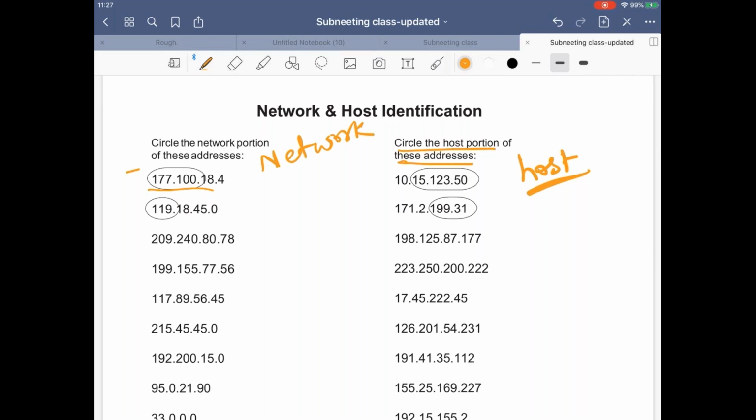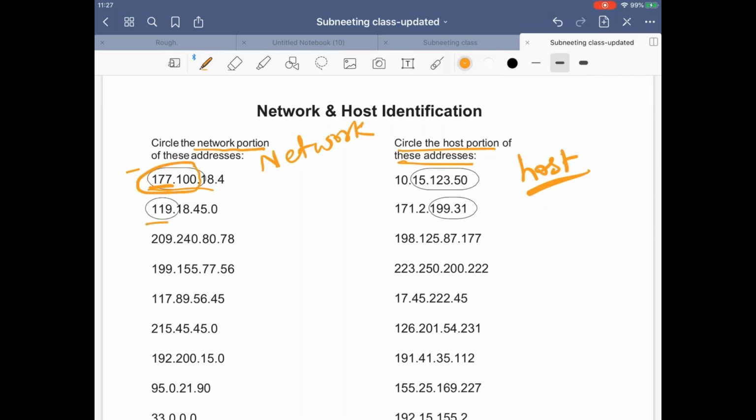The first two are already marked, right? Now we have to start from the third one. You have to check with the first octet. 177, if you check the first octet, it is class B. So here you have to find out the network portion. For class B, this is the network portion.